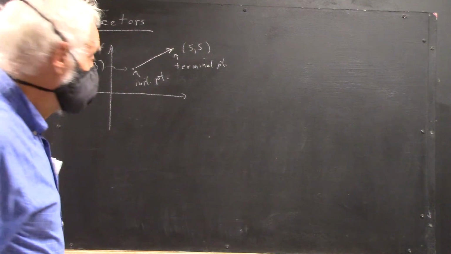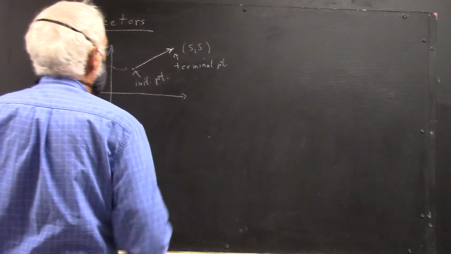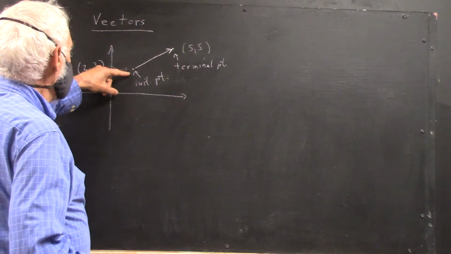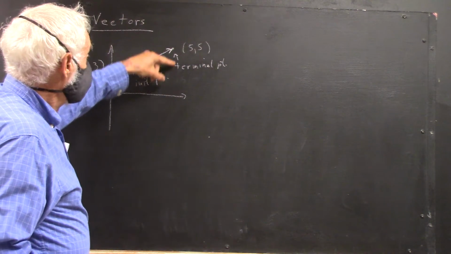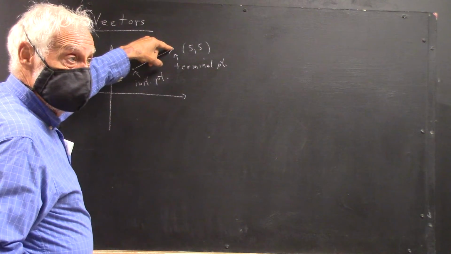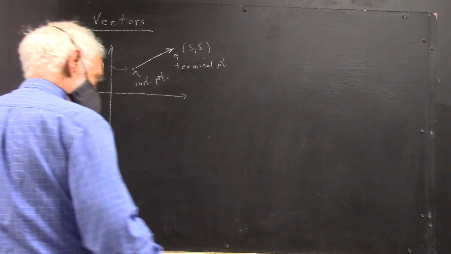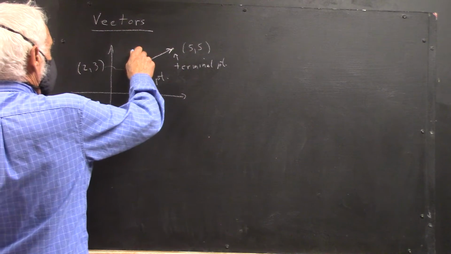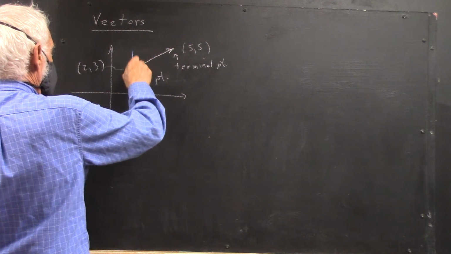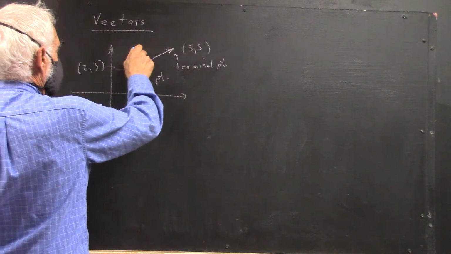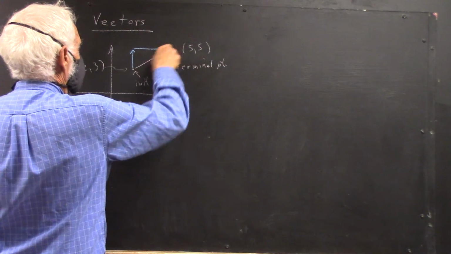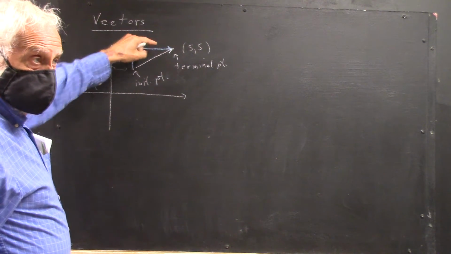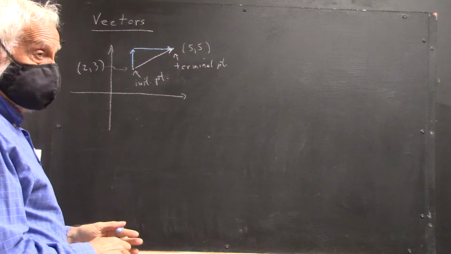Okay? Now this vector moves this point 3 units to the right and 2 units up. Okay? So I can depict that motion by a sum of 2 vectors. Okay? This vector and this vector.